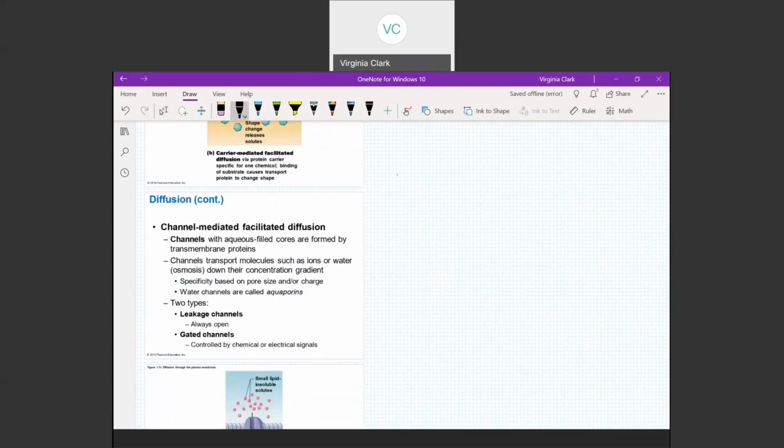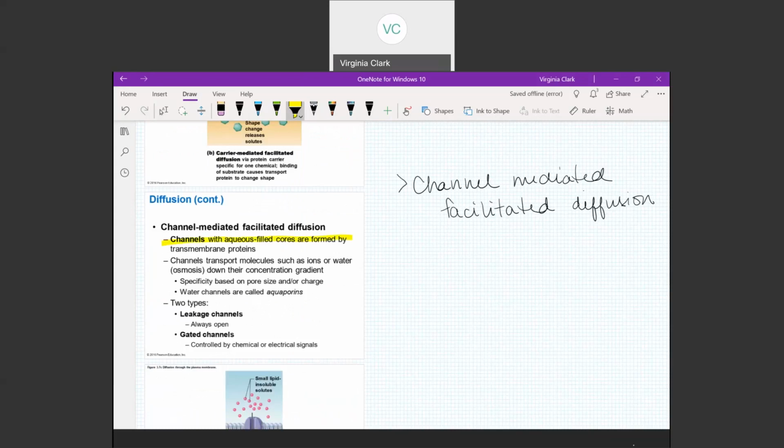The other type is channel-mediated facilitated diffusion. It's the same thing. Remember, diffusion means you're moving things from high to low. It's facilitated, so it's going to have some sort of help, and the way it's helped is there's going to be a channel.